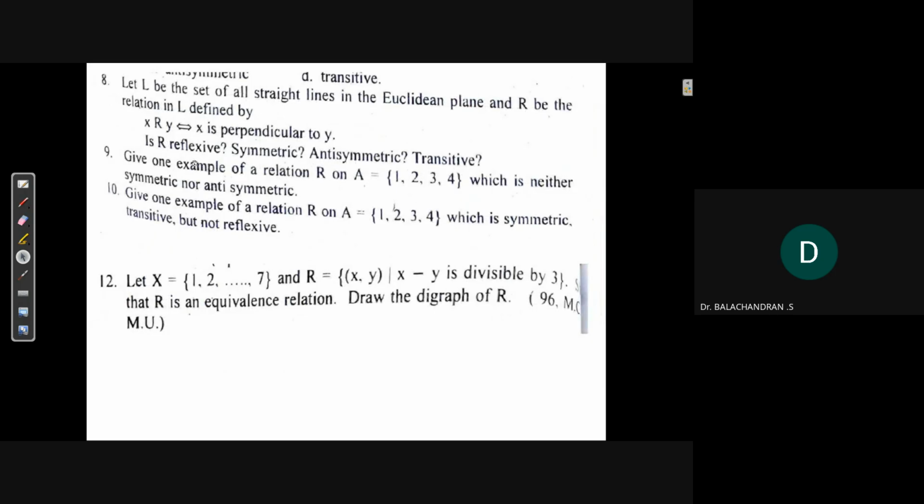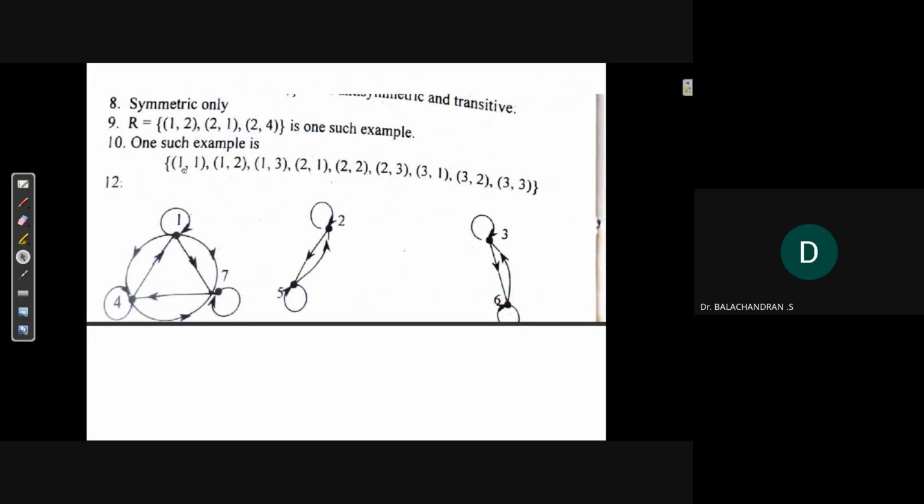So next problem, give one example of a relation R on A equal to {1, 2, 3, 4} which is symmetric, transitive, but not reflexive. Not reflexive you can easily give. Because it contains 4 elements, 1, 2, 3, 4: (1, 1), (2, 2), (3, 3) are here, (4, 4) is not here. And also check whether this satisfies symmetry and transitivity. I leave it to you, you can check it. Okay, next one.